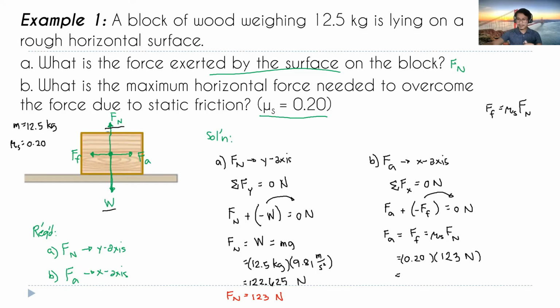And that will give us 123 times 0.20, which is 24.6 Newton. How many significant figures? We only need two significant figures, so our final answer should only contain two significant figures. Fa is equal to 25 Newton. Get it? Very good. So that's for problem number 1.